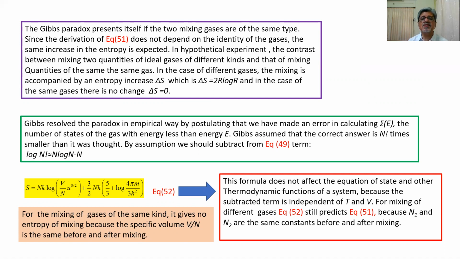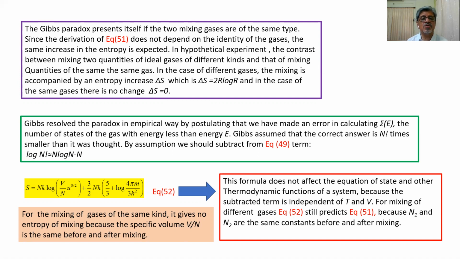In the case of different gases, the mixing is accompanied by an entropy increase, ΔS, which is equal to 2R log 2, and that represents the mixing of two different types of gases. In the case of the same gases, there is no change in ΔS. So if you are mixing two different kinds of gases, there is a change in the entropy, and if you are mixing the same type of gases, there is no change in entropy. So ΔS is equal to 0. This is the Gibbs paradox arising from the hypothetical experiment which Gibbs assumed.